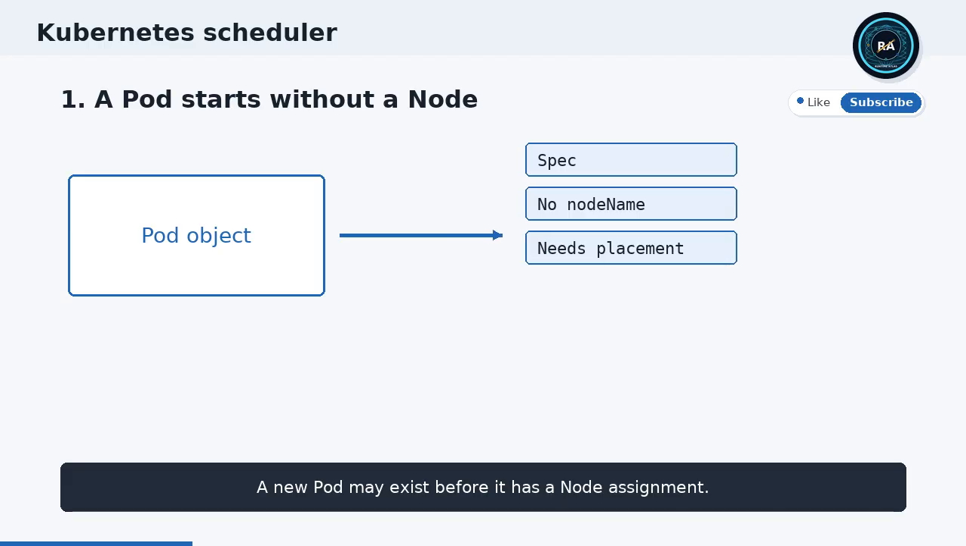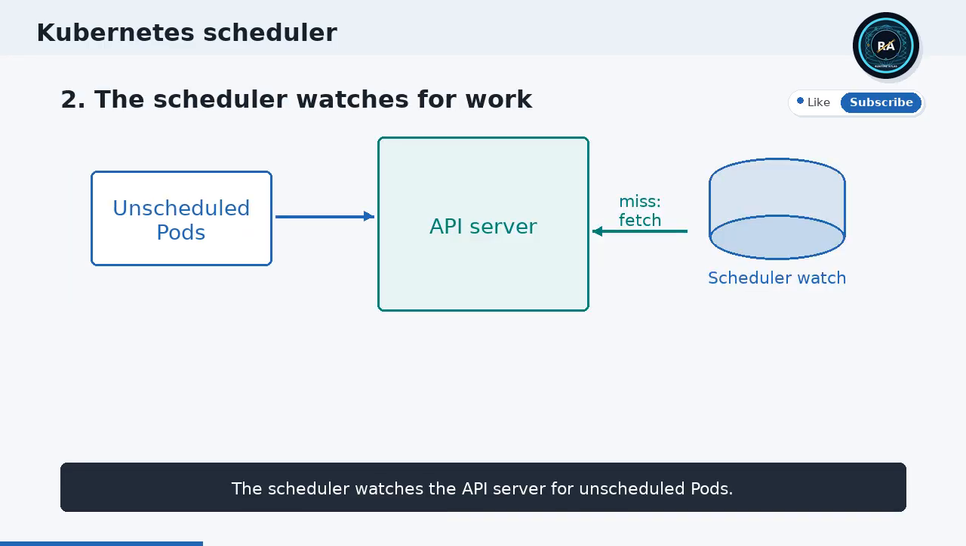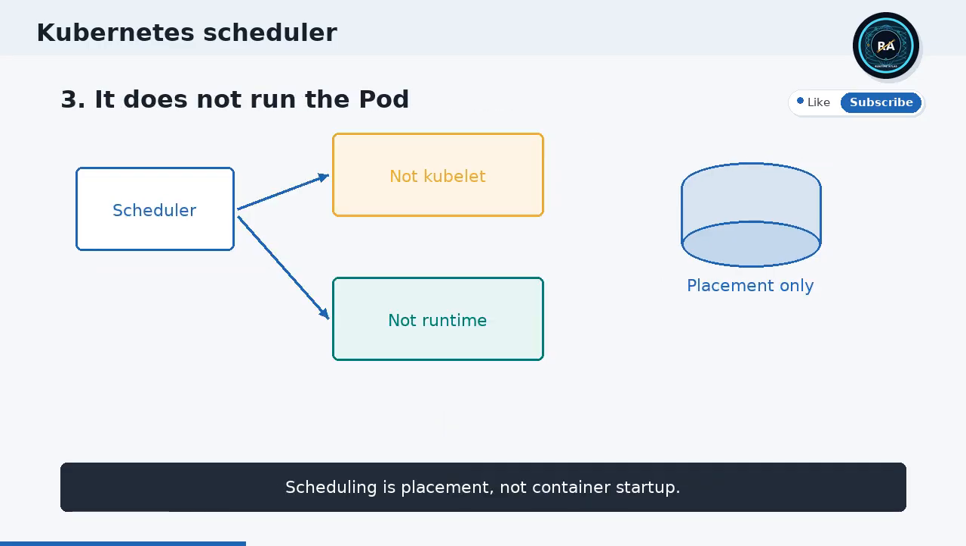Here is a pod that needs placement. The scheduler watches the API server for pods that do not have a node. You can think of those pods as a waiting line of scheduling work. This boundary matters. The scheduler does not pull images, it does not start containers, it does not talk to the container runtime, it chooses a node. The kubelet on that node does the running work.